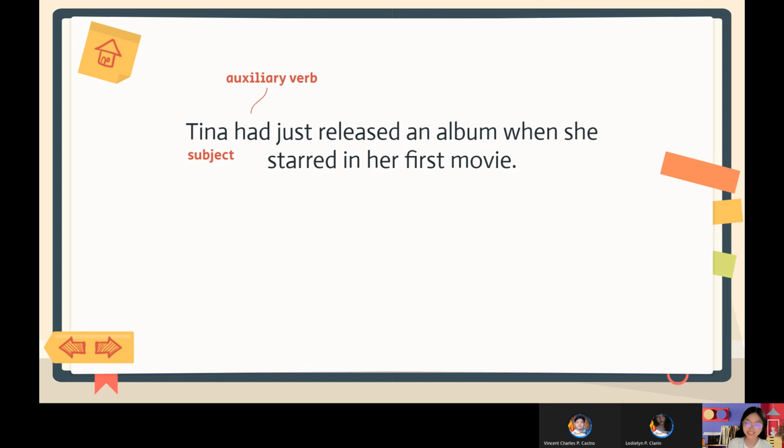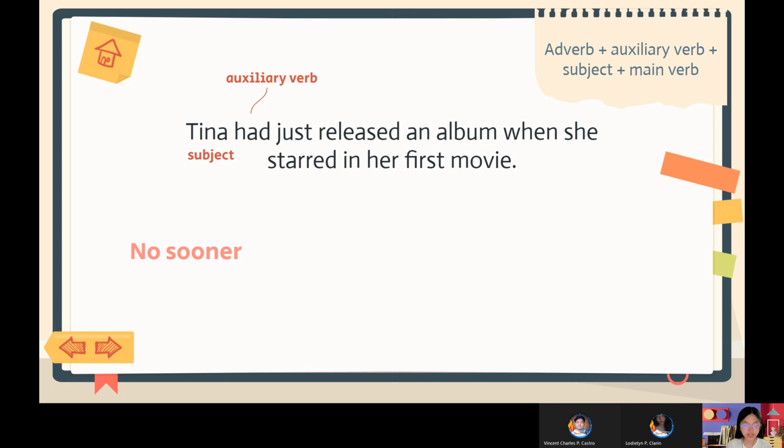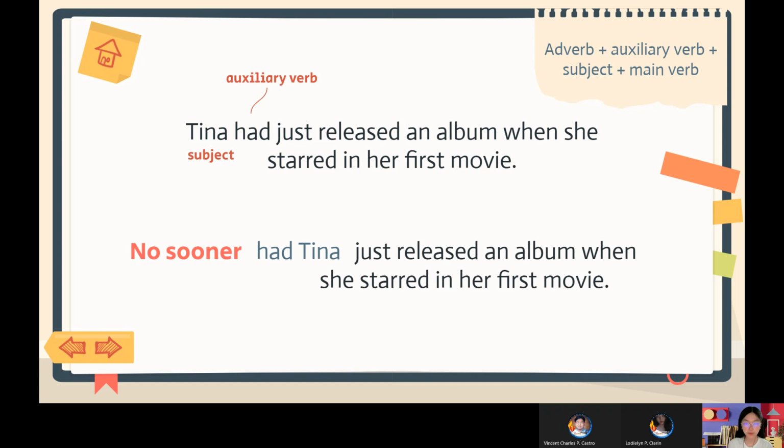Yes, that is correct. So let's look again at our formula. We have adverb plus auxiliary verb plus subject and main verb. So for our adverb, let's use one from our examples earlier, no sooner. And then place the verb before its subject, had Tina. And the rest of the sentence, just released an album when she starred in her first movie. So will you please read the first version of our sentence example and read the inverted one, Mr. Castro?